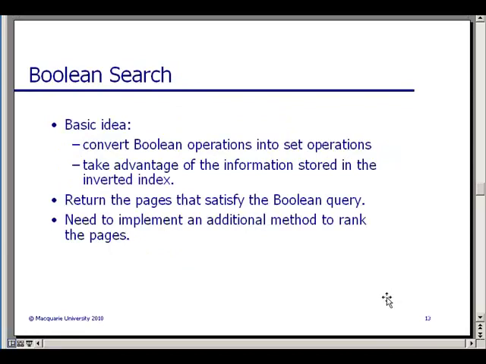A prominent way to do this is to use Boolean search over this inverted index. The key idea here is to convert Boolean operations into set operations and take advantage of the information that is stored in the inverted index. And then we return only pages that satisfy this Boolean query. What we additionally need is a method that does the ranking of the pages, because Boolean querying by itself doesn't give you a ranking. It says only that this query is answered by these documents, and retrieves a set of documents.